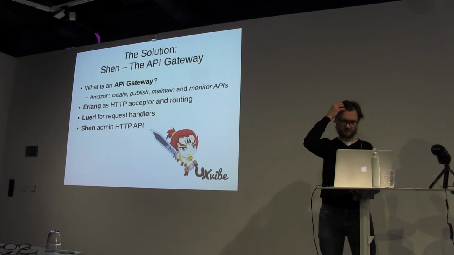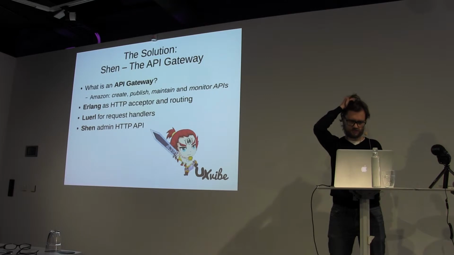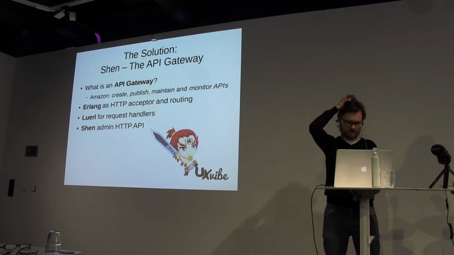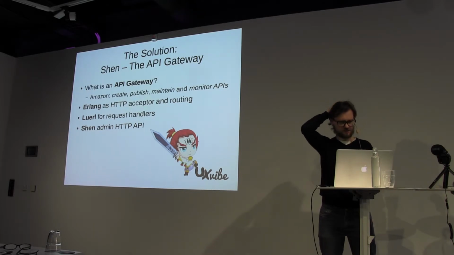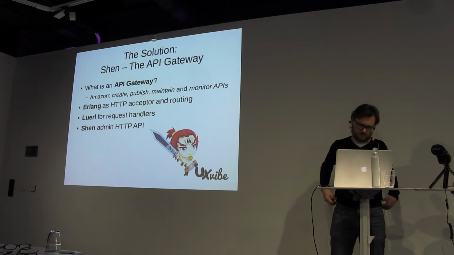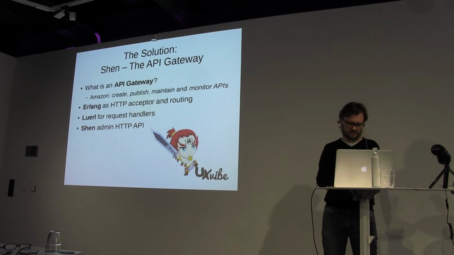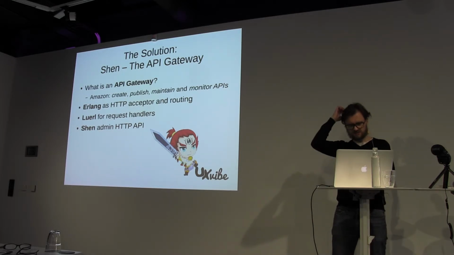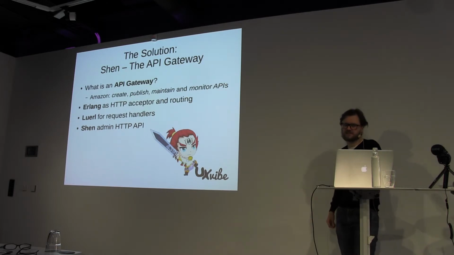So we have this flexibility problem. The iteration process is way too slow. So what can we do about that? Well, we decided that we needed what we call an API gateway, and just a short while after that, Amazon released their own product, which is called an API gateway as well. So I guess we'll say good name, and they have a good definition of what an API gateway does. It's intended to be used to create, publish, maintain, and monitor APIs. And by API here, I mean an HTTP API or endpoint.